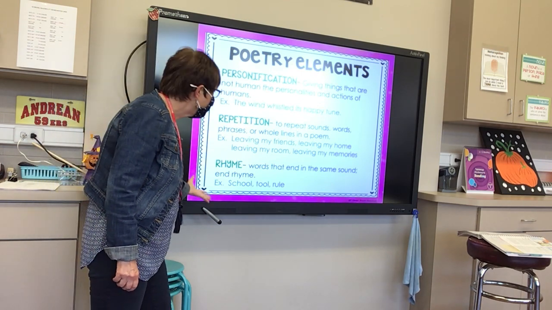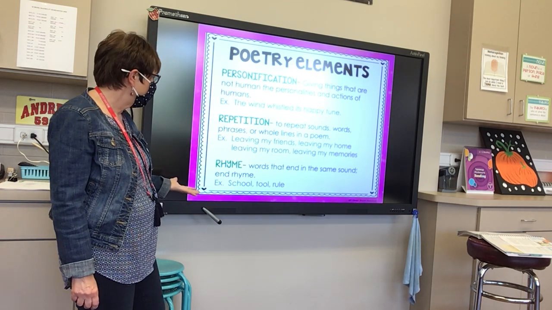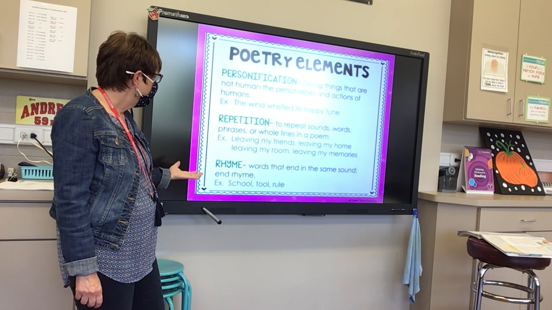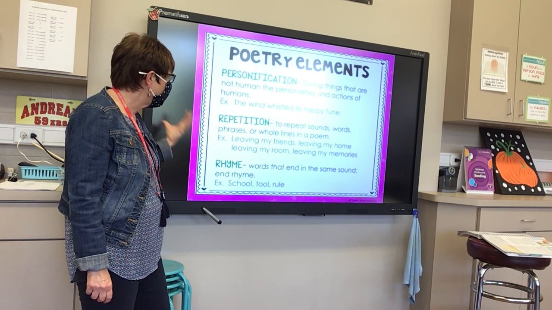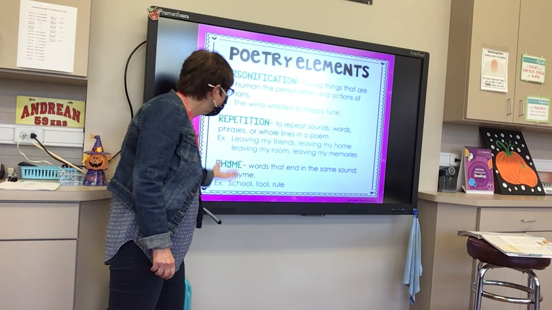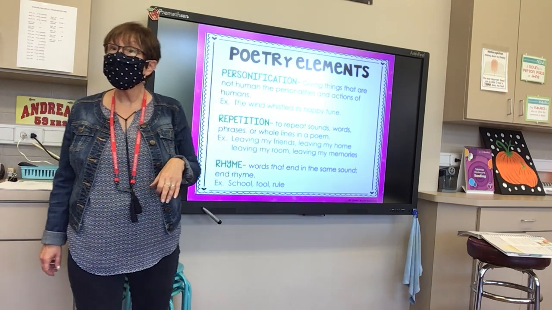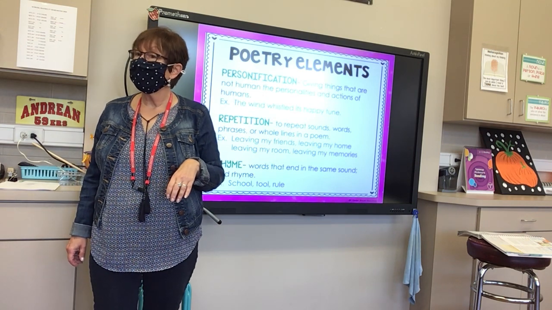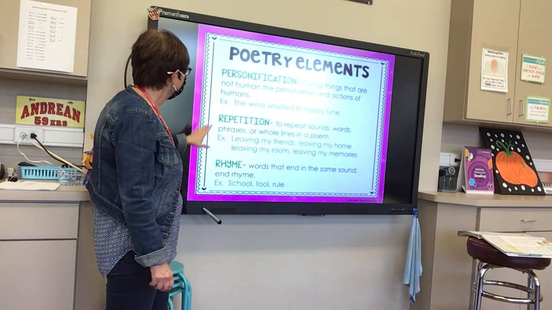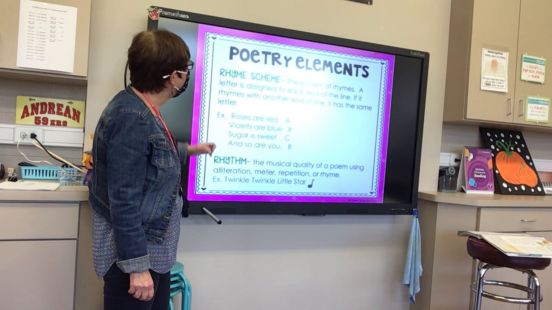We have rhyme, words that end in the same sound, and that is rhyming. School, tool, rule, poems that rhyme. We like rhyming poems, don't we, boys and girls? We like that kind a lot. So those are some of the elements of poetry.